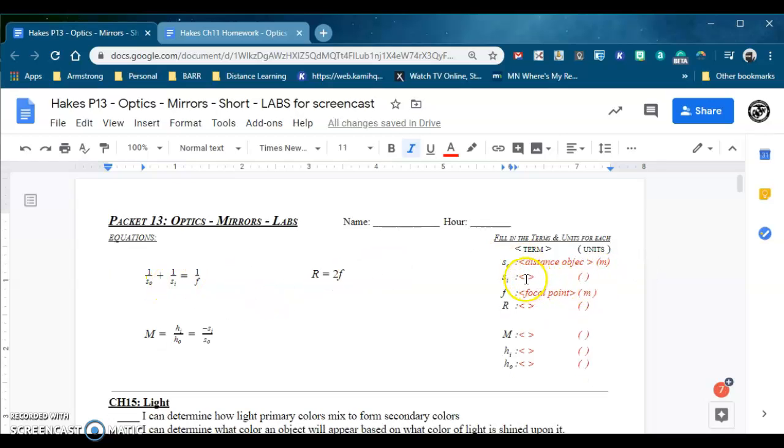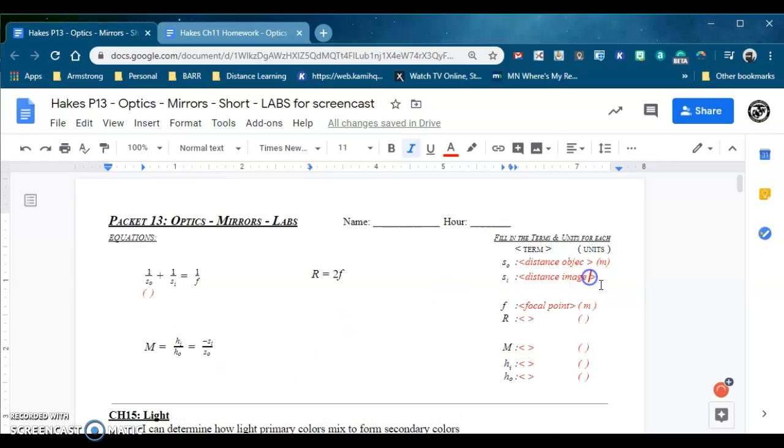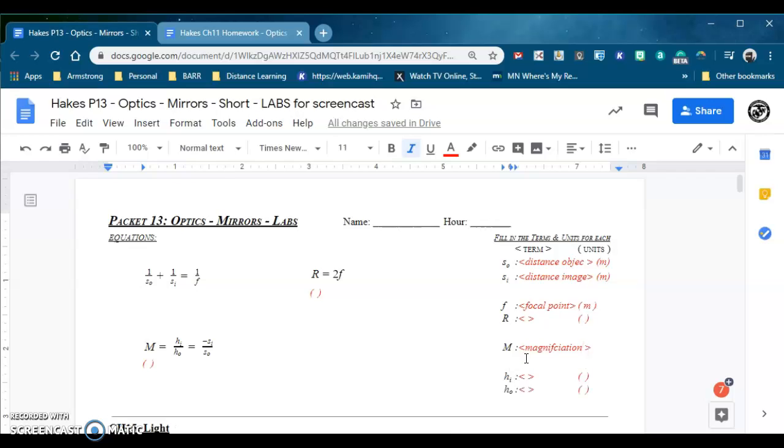And then SI is the distance of the image. That is our reflected or our virtual image that we see, and that's measured in meters as well. All right. So then next down here we have M, and this M is our magnification. So that determines how much bigger our image is going to appear compared to the actual image.